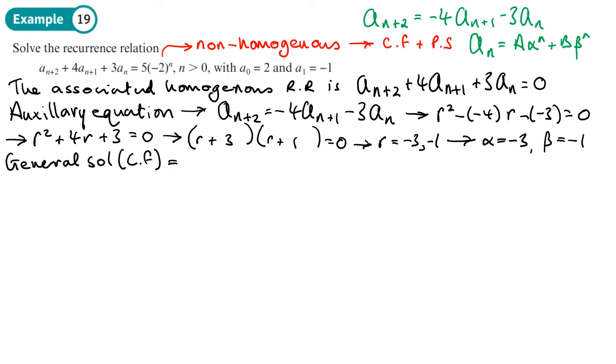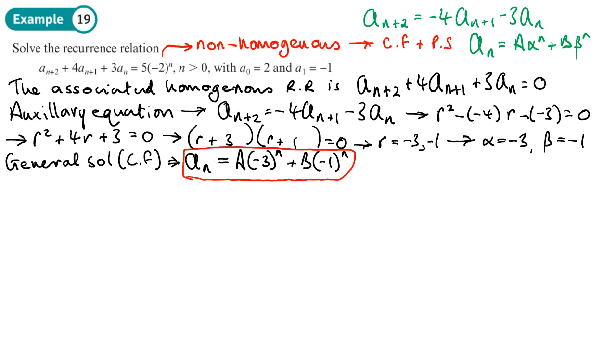So yeah, our complementary function will be a_n equals A times alpha, negative 3, to the power n plus B times beta, negative 1, to the power n. So let's just put this in a box so we don't forget about it, because we're going to need that in a moment.